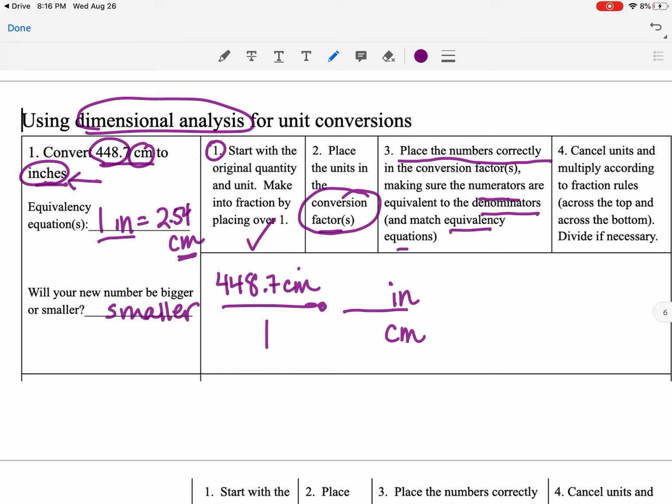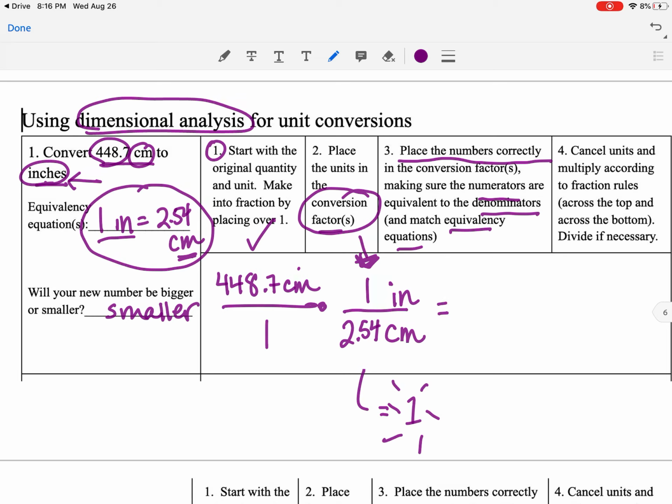All right, and match our equivalency equation. So here's where we use this equation, right? We know that 1 inch equals 2.54 centimeters. And we are allowed to multiply our original number, 448.7 centimeters, by this conversion factor because that conversion factor is equal to 1, right? It's equal to 1 because 1 inch is equal to 2.54 centimeters. That's why we're allowed to do this and not change the value of the length we started with, 448.7 centimeters.